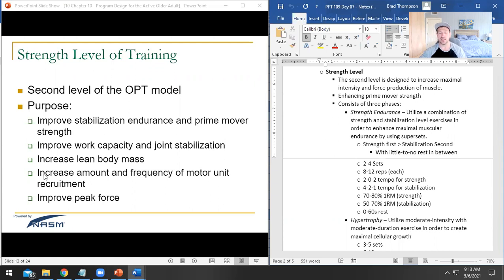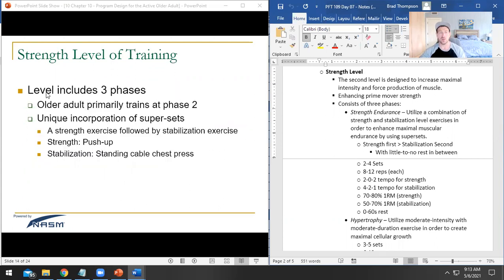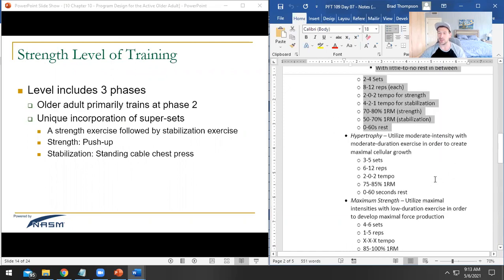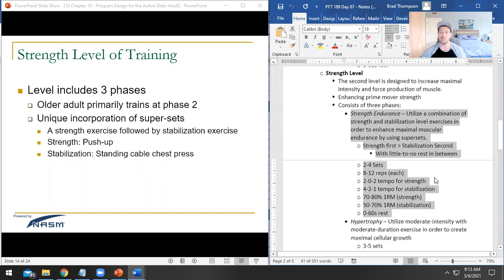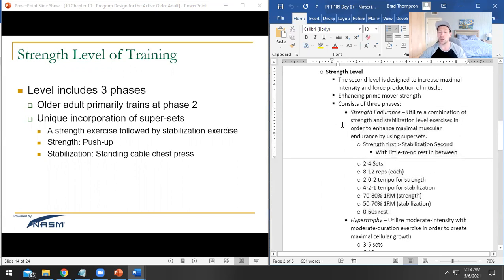We're seeing an increase in motor unit recruitment. So we're seeing an increase in how our nervous system knows how to recruit our muscles, which is great. And it's going to improve our peak force capacity, which, again, we're talking about strength, right? So within this level, like I said, there are 3 phases, right? Now, generally, we're going to keep our senior clients in the strength endurance phase. But again, today's lesson is all about going through the entire OPT model. So we'll start with strength endurance here, right?